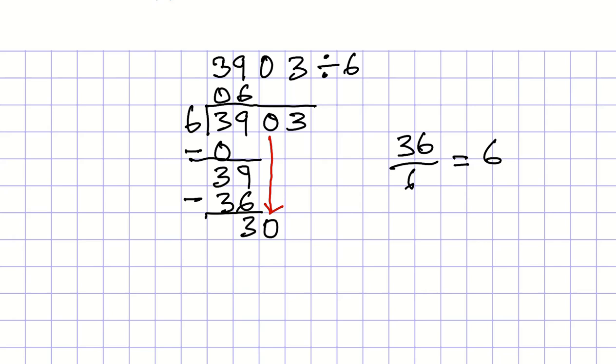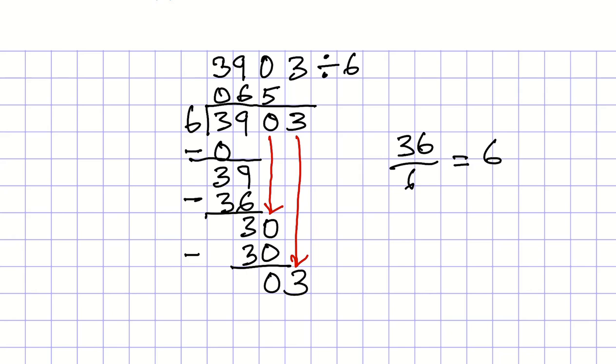6 divided into 30. What do you get? Yes, 6 can go into 30 5 times. So you put the 5 here. You say 5 times 6 is 30. All right, you subtract. When you subtract, you get 0. Now, pay attention here. We're not done. We still have a number to bring down. See? We still have this number to bring down.